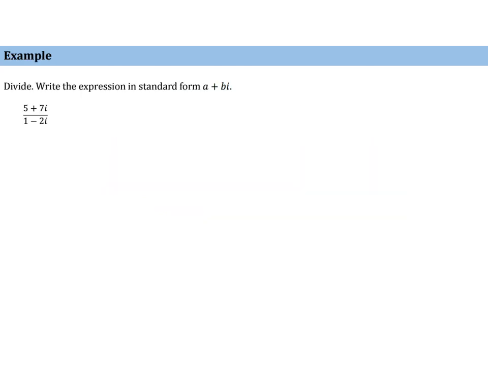So, if we have 5 plus 7i, divided by 1 minus 2i, how do we divide those two? We multiply by the conjugate of the denominator. So we multiply the denominator by 1 plus 2i, and then we do likewise to the numerator. So 1 plus 2i in the numerator. And then we can FOIL the numerator. So we have first, 5, outside, 10i, inside would be 7i, and last would be 14i squared.